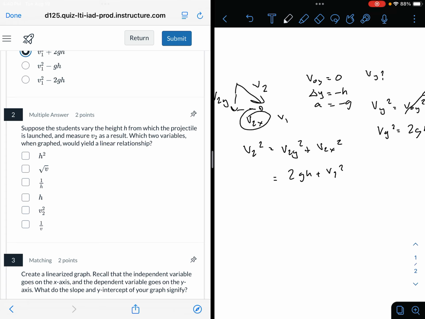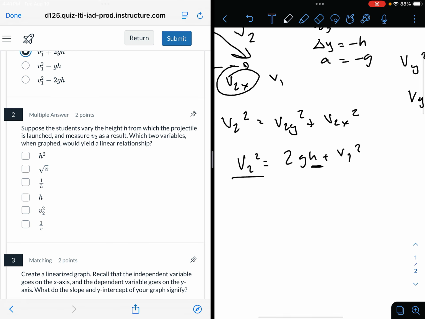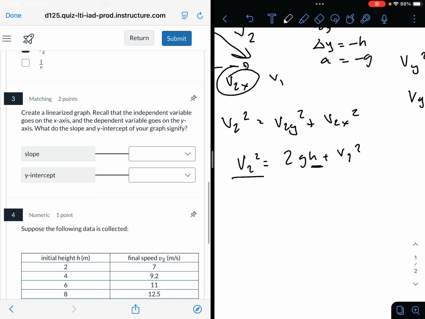All right, so we're going to vary the height and measure v2. Hopefully you can see that v2 squared is proportional to h. That's the thing you've got to look for: what's the proportionality? v2 squared is proportional to h. So I'm going to graph v2 squared against h. We're going to create a linearized graph. So when we do this, what's the slope going to be? The slope is going to be 2g.